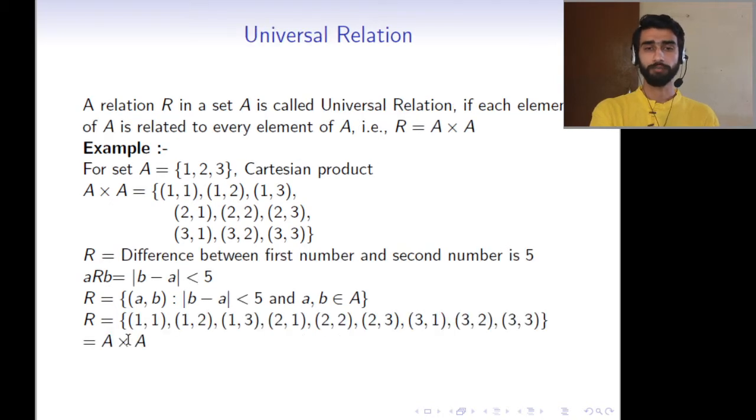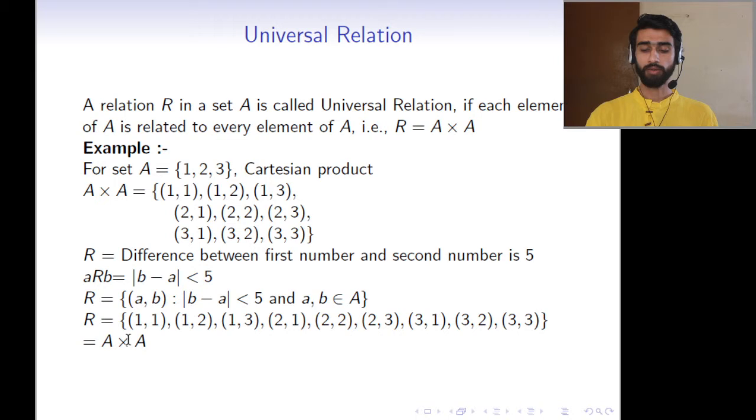Let's go further. Now we will talk about the universal relation. You must remember from the definition of sets, what is a universal set? A universal set is a set which contains all the sets in a particular context. Similarly, for the universal relation: a relation R in a set A is called a universal relation if each element of A is related to every element of A, that is R equals A cross A.